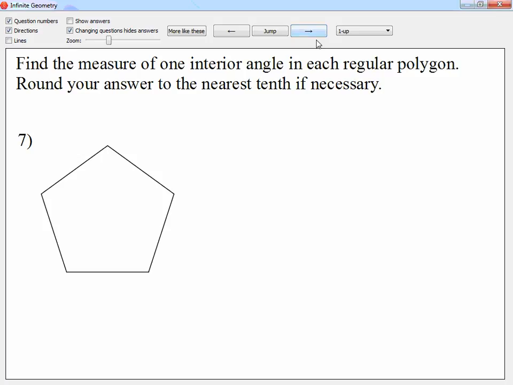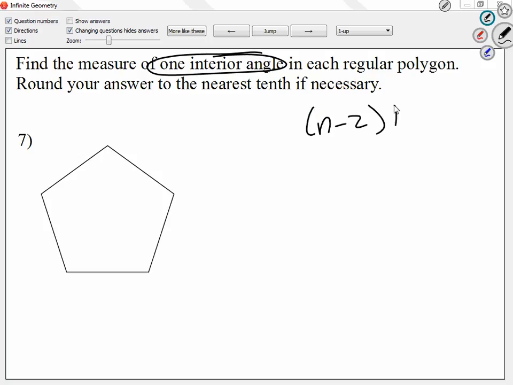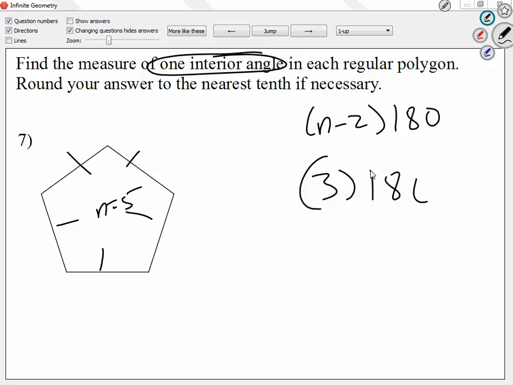Looking at question number 7, it says find the measure of one interior angle in each regular polygon and round your answer to the nearest tenth if necessary. So we're going to start it the same way we did the first 6. We need to find out how much they all add up to. And for that, once again, we had the formula, n minus 2 times 180. So we count the sides, 1, 2, 3, 4, 5. That means n equals 5. So for me to find out how much they add up to, I'm going to go 3 times 180. Right, and 3 because it's n minus 2.